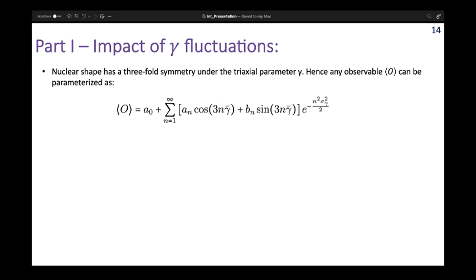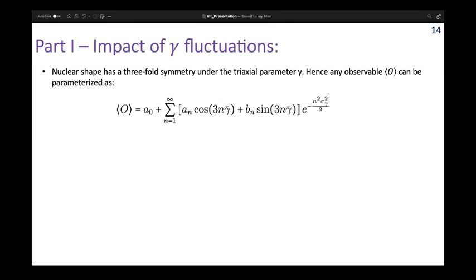In addition to that, we know that the nuclear shape has a threefold symmetry under this triaxial parameter, and that is why the terms inside the cosine come as a factor of 3 and gamma. So it can only be some multiple of 3.